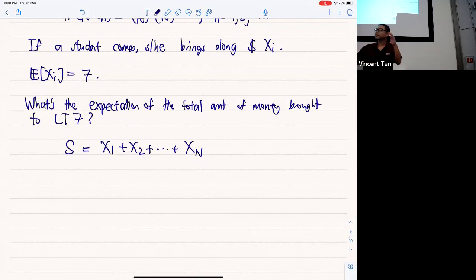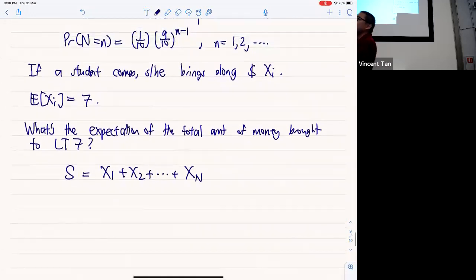Okay, does everyone understand the question? On Tuesday, there were only 3 students who showed up. Today, you look around you, so many students show up. So the number of students who show up to LT7 is a random variable. We model that using a geometric distribution with probability of success 1/10. Okay, so today 10 people show up. Yesterday, 3 people. It's a random number. And then everybody brings a random amount of money. Everybody brings Xi, where Xi is a random variable with mean 7.